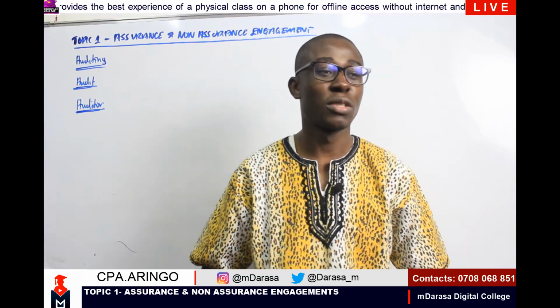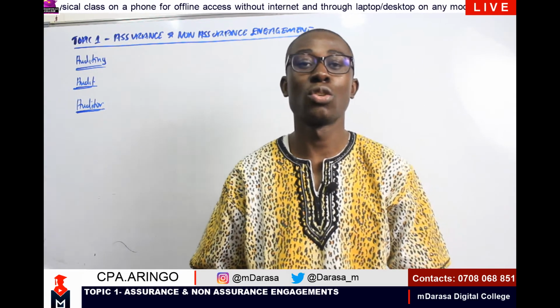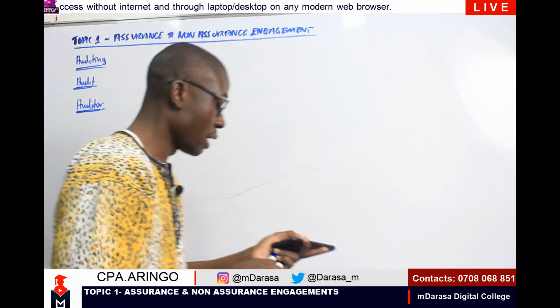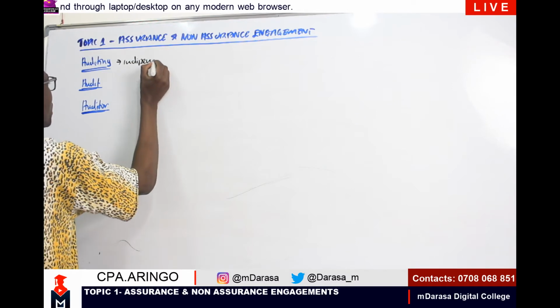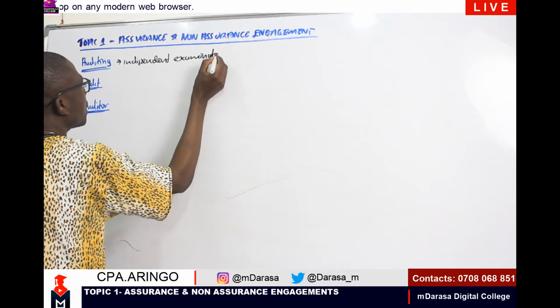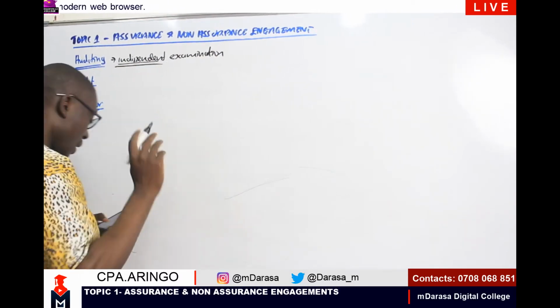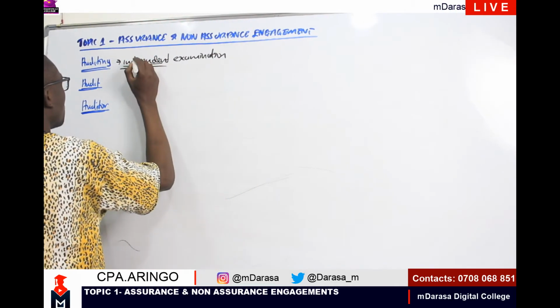So in this case, we normally tend to say that auditing is the independent examination of and expression of opinion. So we are saying that the key element is that it is independent. Kindly mark that word very correctly. It is an independent examination.